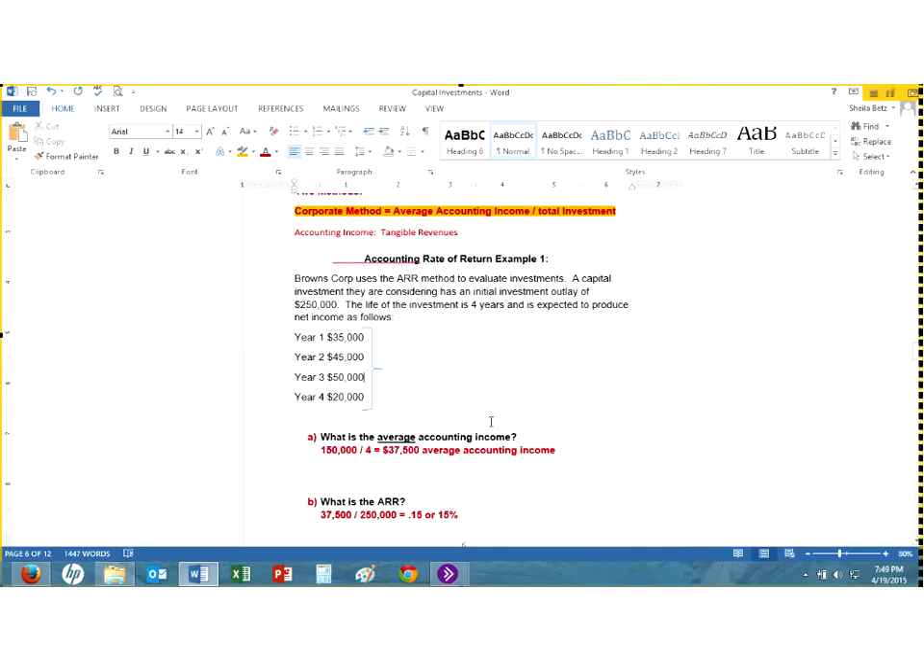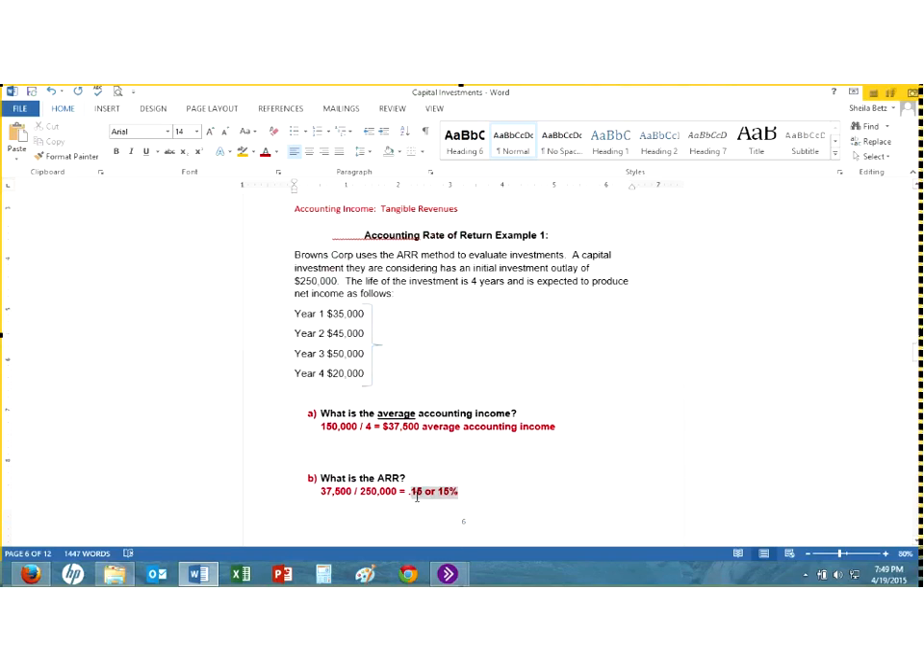So why would a company do this? A company would do this many times. A company is going to have a set percentage that they say any capital expenditure, any investment that we decide to move forward with has to have an accounting rate of return or a return on investment of X percent. A lot of times you see companies that say it has to have a 10% or 12% rate of return.